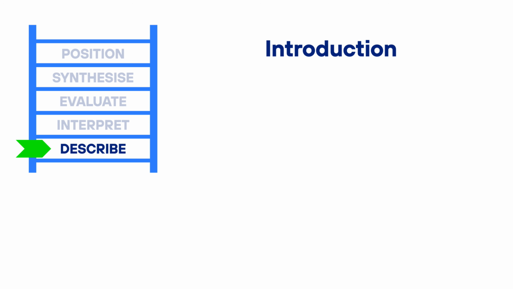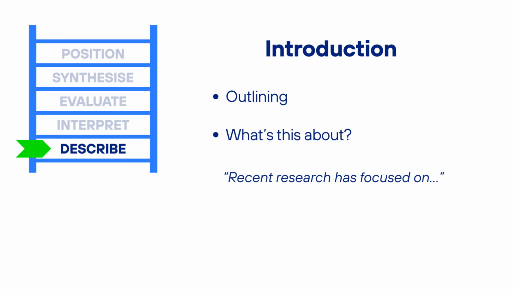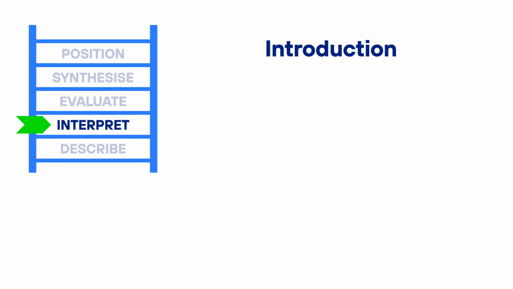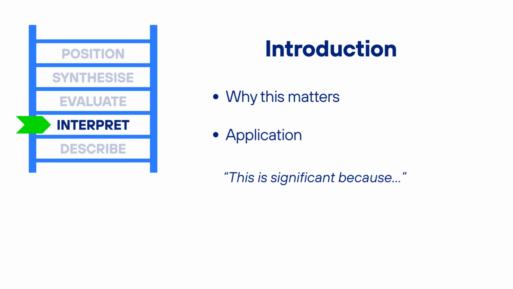Firstly, describe. You outline the topic, the context, the problem. So you're answering the question, what is this about? And you might say things like recent research has focused on, this thesis examines. And all of this is necessary, but it's only the starting point. Next, when we interpret, we explain why this matters. This is significant because, in this context, it's important to conduct this research because.